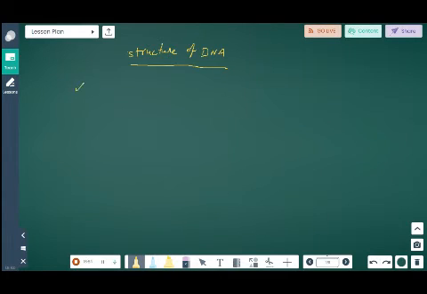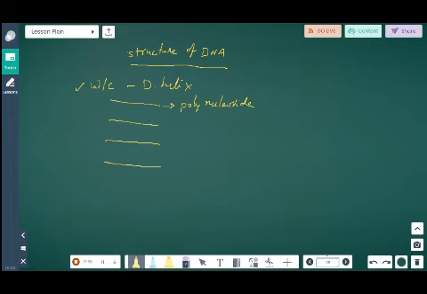Next, coming to the structure of DNA. According to Watson and Crick, it is a double helix. DNA has two strands, and each strand is a polynucleotide strand. The two strands are anti-parallel. One strand starts with the 3' end and ends with the 5' end, and the other strand starts with the 5' end and ends with the 3' end. This is called the anti-parallel nature of the DNA molecule.